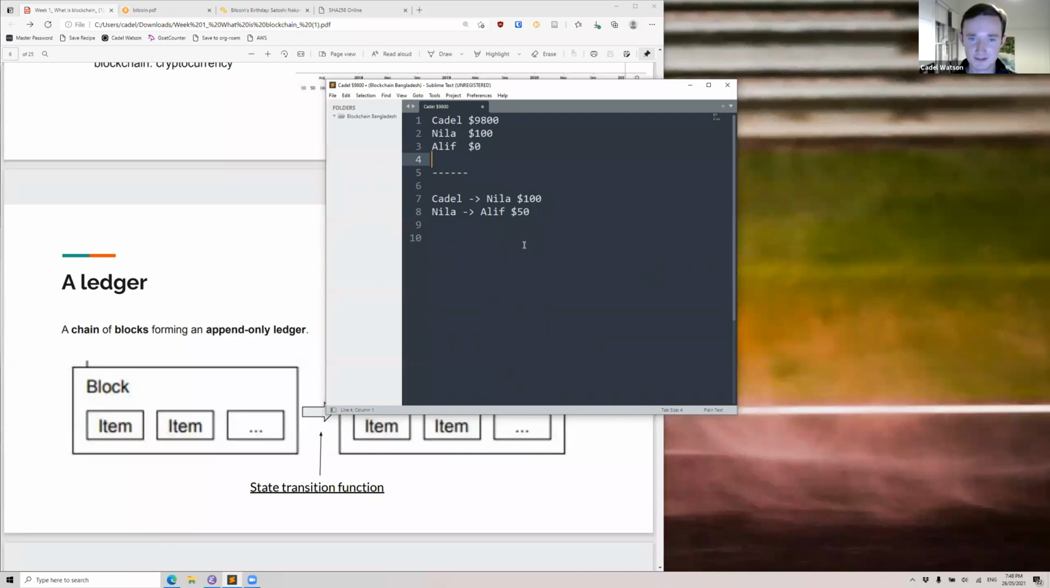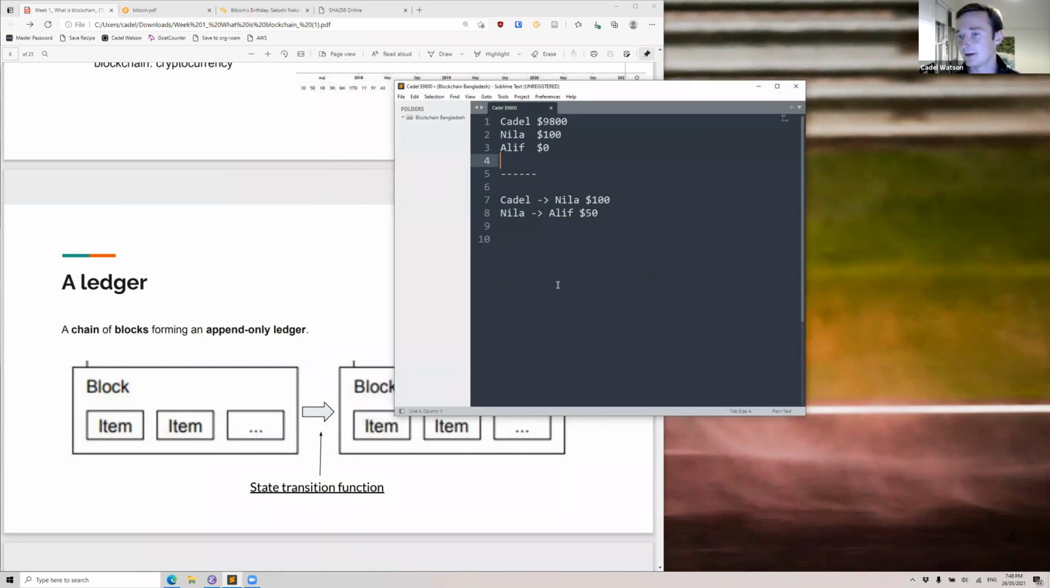Now, of course, you could do this with a normal database, and plenty of people do. But as we'll see, blockchain has a number of properties that make it really great for that.